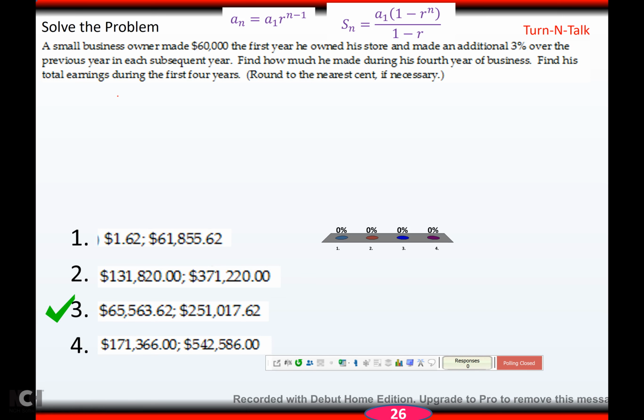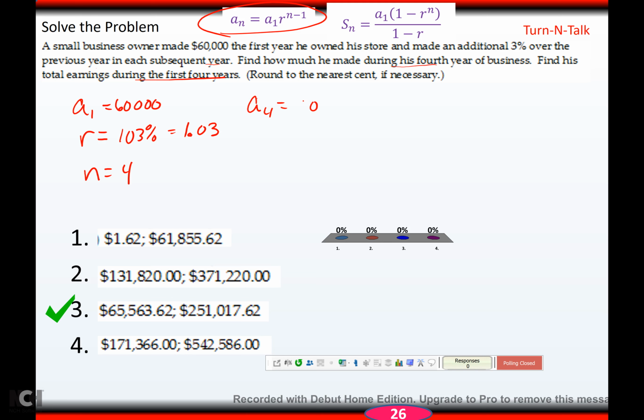Alright, it says a small business owner made $60,000 the first year, so that's a sub 1. That he owned his store and made an additional 3%. So my rate would be 103%, which would be 1.03 as a decimal, over the previous year in each subsequent year. Find how much he made during his 4th year of business, and then find his total earnings during the first 4 years. Alright, so to find the 4th term, we use the general form. So a sub 4 equals a sub 1, which is 60,000, times 1.03 to the 3rd.